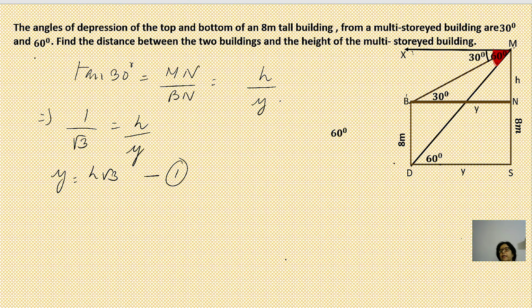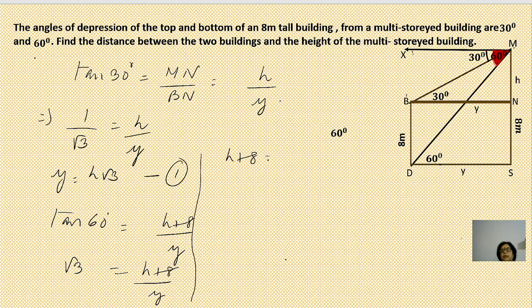Second, we'll take the triangle MDS. From here we get tan 60 degrees is equal to H plus 8 by Y. Tan 60 is root 3. Root 3 is H plus 8 by Y. So we get here H plus 8 is equal to root 3 Y. Now from here Y is H root 3. So if we put here the value of Y, we get here 3H. So 8 is equal to 2H. So H is equal to 4 meters. So the height of this MN is 4 meters.